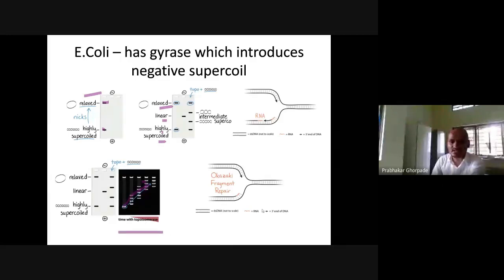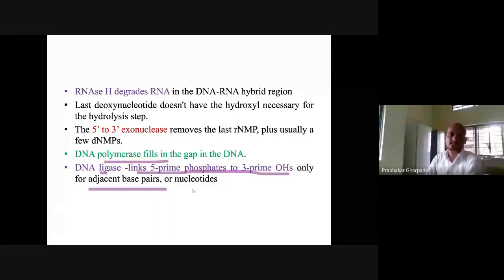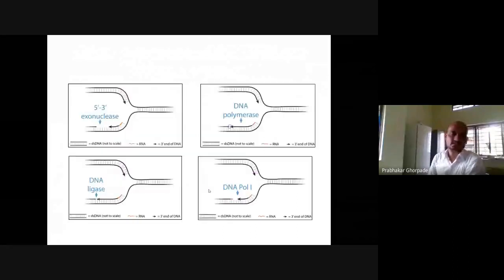Okazaki fragments we are also showing here. Okazaki fragments on the DNA. RNase degrades the RNA in the DNA-RNA hybrid that we have discussed. The last deoxynucleotide doesn't have the hydroxyl necessary for hydrolysis. The 5' to 3' exonuclease removes the RNMP, plus usually a dNTP. DNA polymerase fills the gap, and DNA ligase seals the 5' phosphate to the 3' OH only for adjacent nucleotides. So this one is a 5' to 3' exonuclease.